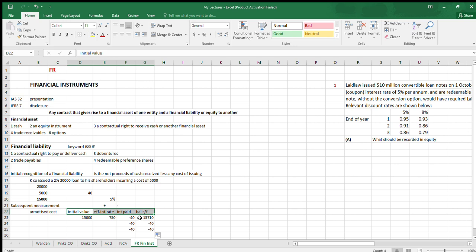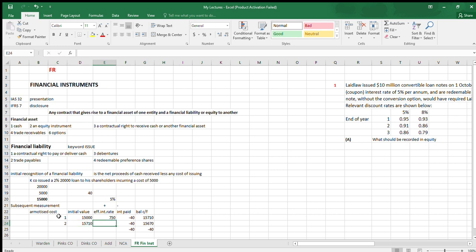So this balance carry forward here, 15710, will become the initial recognition in the next year. So this will be year 1, here will be year 2. So in the following year, the initial recognition is the balance carry forward from the previous year. So 15710. And remember, I told you that the effective interest rate is always multiplied by the figure beside here.